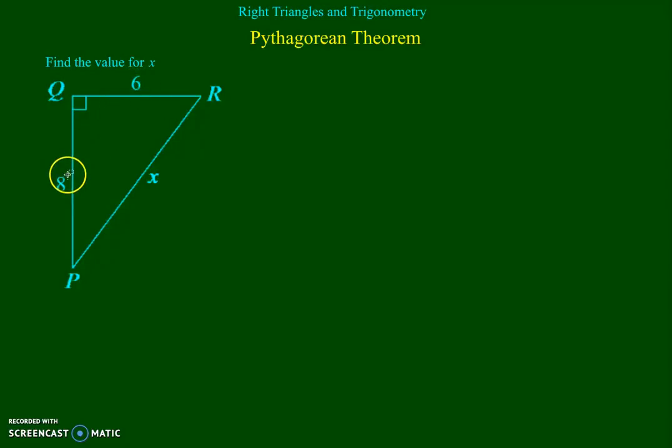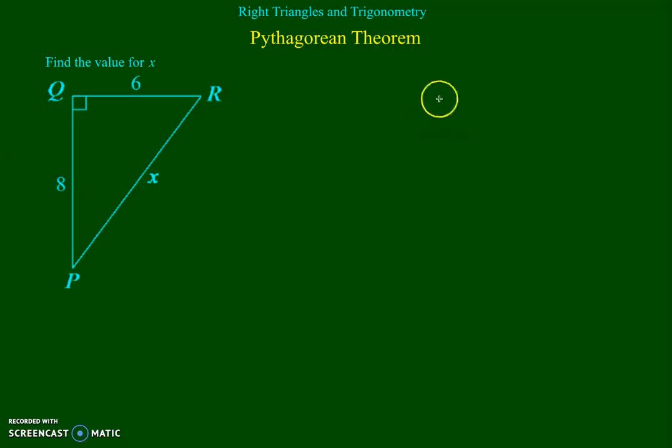6 and 8. Is that one of our Pythagorean triples? Well, if we divided this by 2, we would get 3. If we divided this by 2, we'd get 4. That would be 3 and 4, which would make the hypotenuse 5. So this is a 3, 4, 5 right triangle with a scale factor of 2, which brings up an extremely important point, that any multiple of a Pythagorean triple is also a Pythagorean triple.